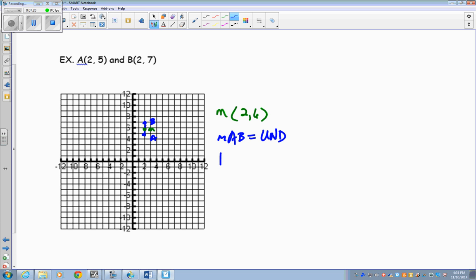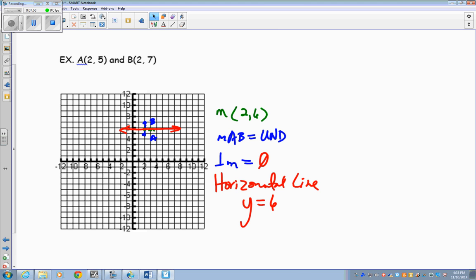So that means the perpendicular slope, let me change color, we're going through that midpoint, going that way, which will show that it is 0. And since that is a horizontal line, then that lets me know it's y equals where it crosses the y-axis, which is 6. And so you could use the graph to help you problem solve, or you could just remember your five steps.